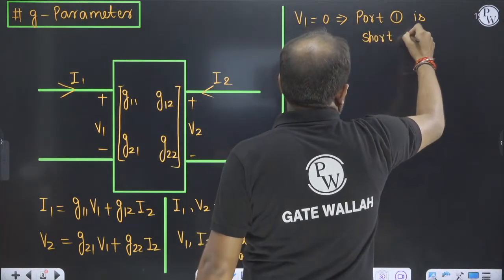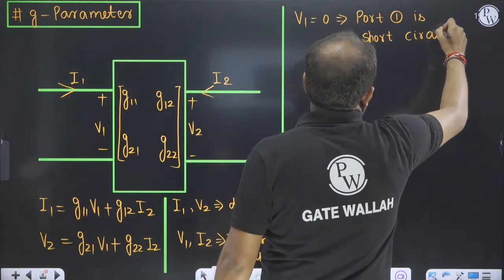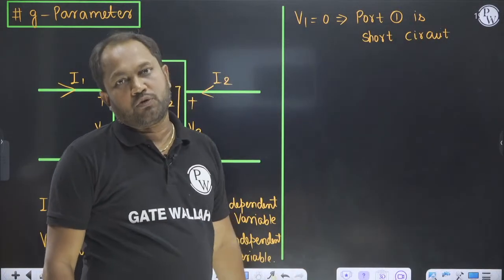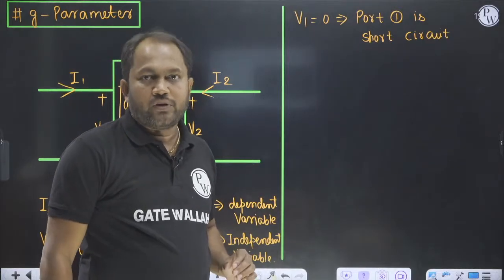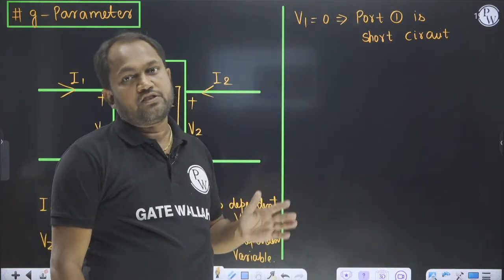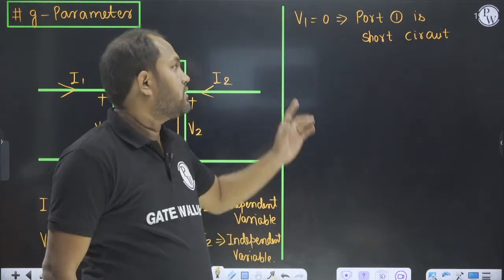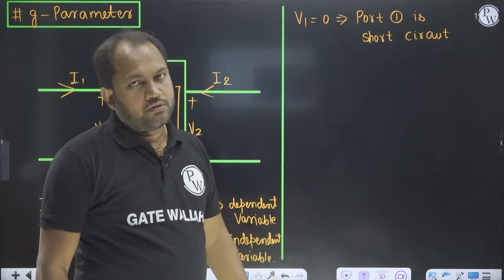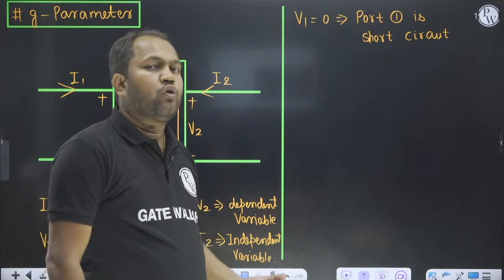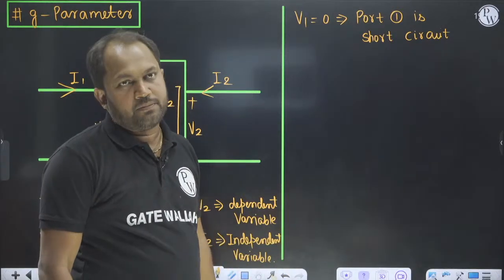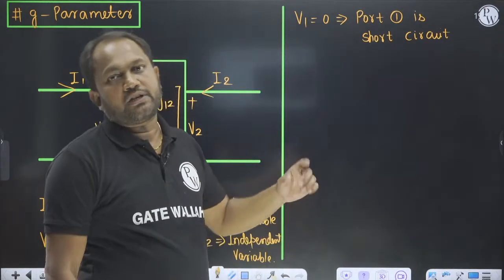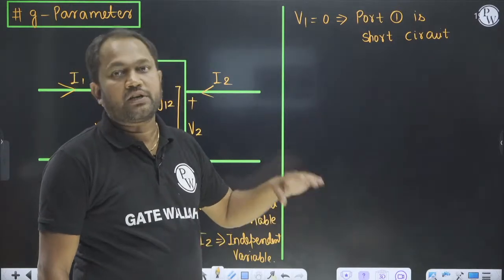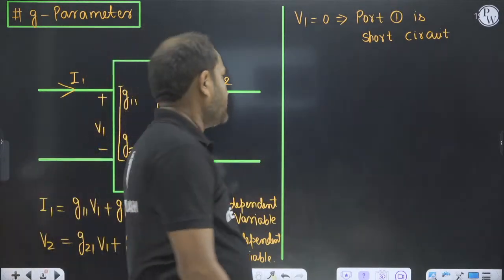Why is it known as hybrid? Because open circuit and short circuit both are possible here, so it is known as hybrid. And it is inverse hybrid also. In case of inverse hybrid, open and short circuit both are present here. First one is open circuit, second one is short circuit. First one is short circuit, second one is open circuit. Like that you have to understand.